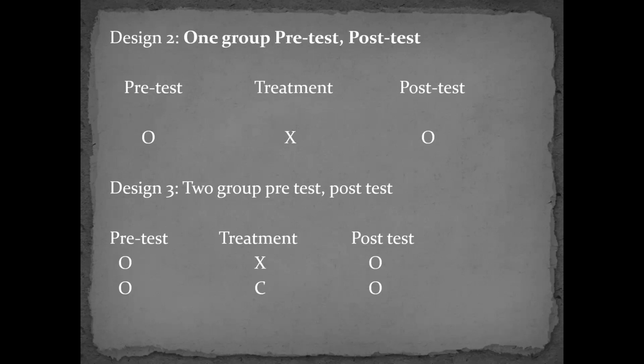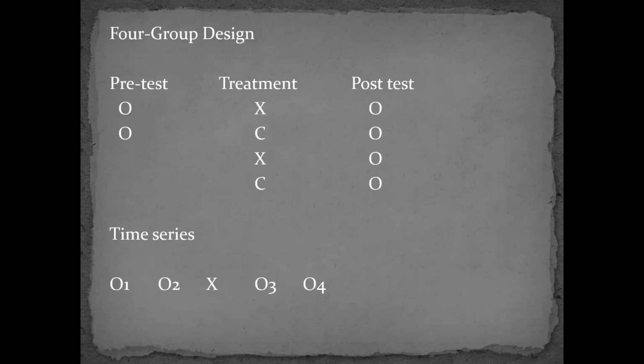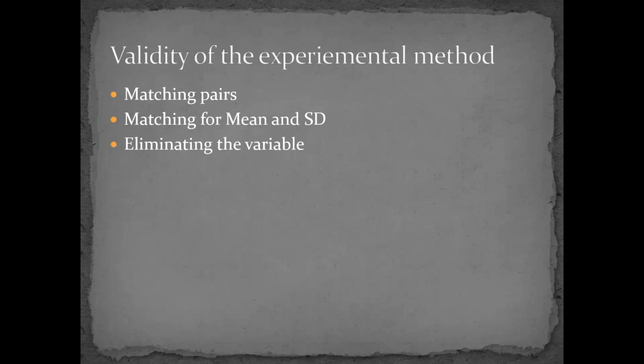Or the third design, comprehensive. So 2 pre-tests, then 2 post-tests, one group treatment, another group control group. So an experiment is nothing but you want to see the effect of the new innovation. If you want to provide more groups, there are more methods, but basically we will use only the first 3 methods. So an experiment will be valid only with these 3.